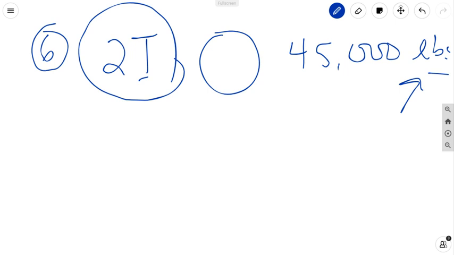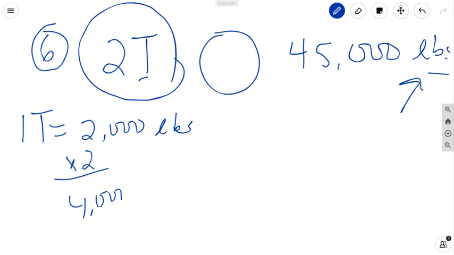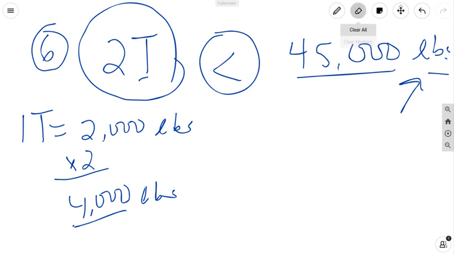We know, and we said that each ton, or 1 ton, equals 2,000 pounds. So if I have 2 of them, that means I'm going to have 2,000 times 2, which is 4,000 pounds. Well, 45,000 is way bigger than 4,000, so it's that way. So 2 tons is less than 45,000 pounds. Let's do one more.